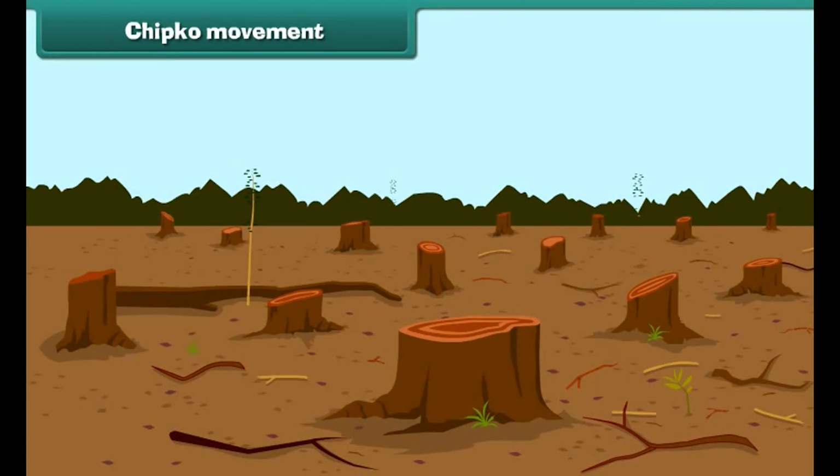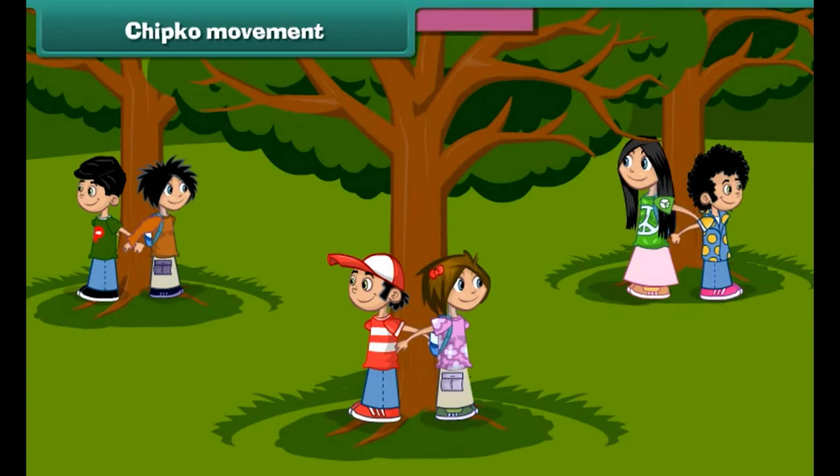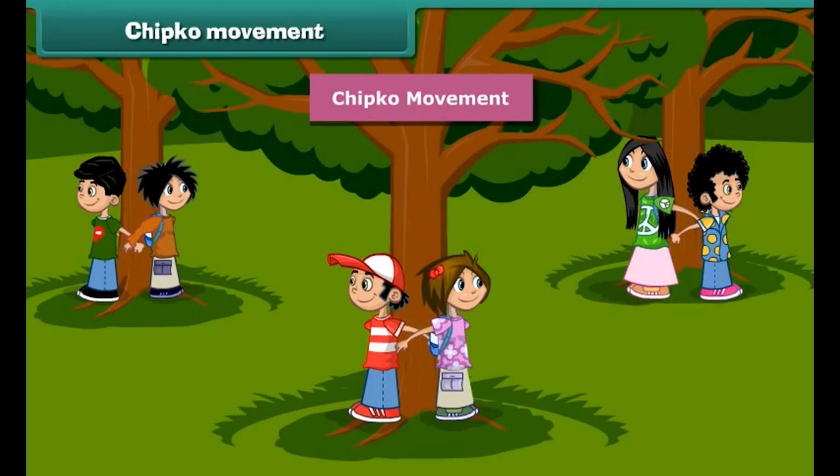Now we know about an event related to protection against the cutting of trees. The Chipko movement or Chipko Andolan, literally to stick in Hindi, is a social ecological movement through the act of hugging trees to protect them from being felled.